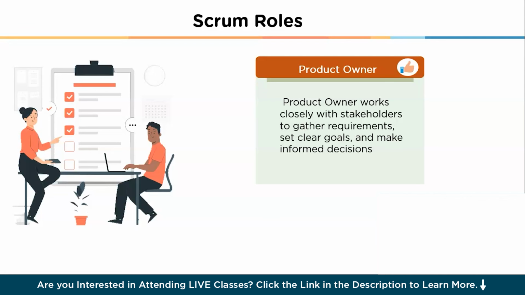the product direction. The key responsibilities of the product owner include defining the product vision and roadmap, creating and managing the product backlog, prioritizing backlog items based on value, risk and urgency, ensuring that the team understands the backlog items and their importance, and also accepting or rejecting completed work based on predefined criteria.